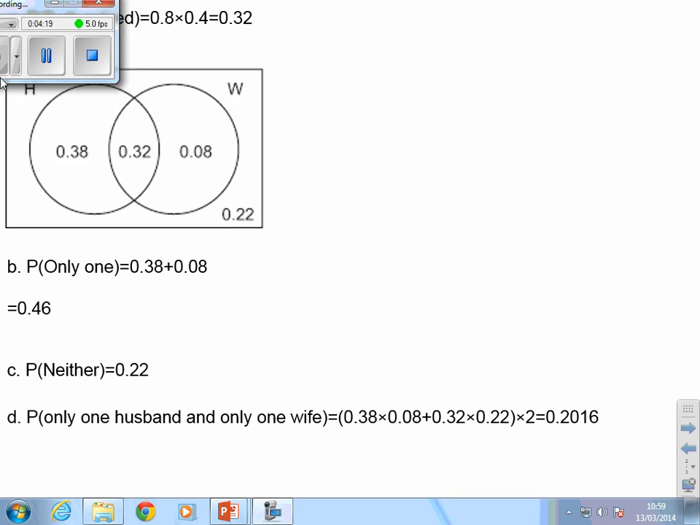And therefore you can see that the working out is simply two lots of this probability plus two lots of this probability. Okay, two lots of both and neither, and two lots of only husband and only wife. So the final answer is the probability is 0.2016.